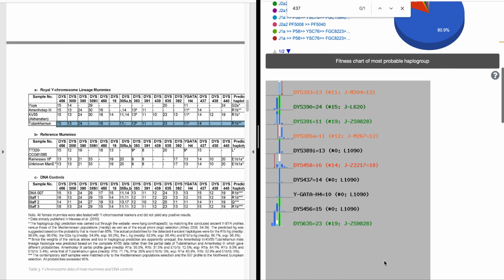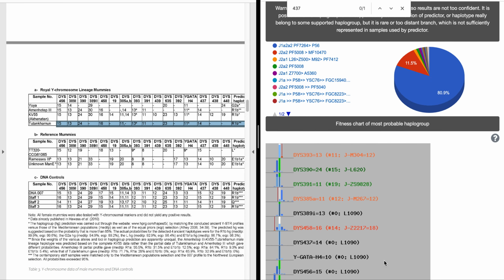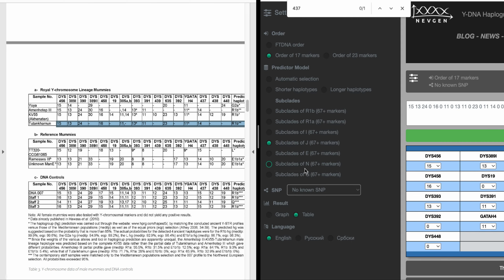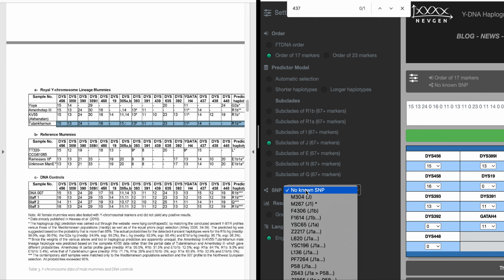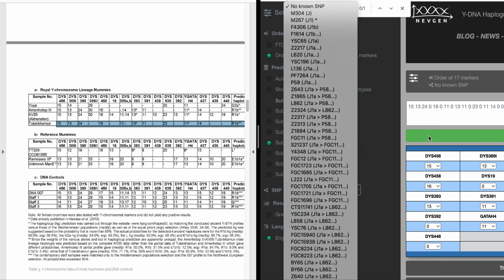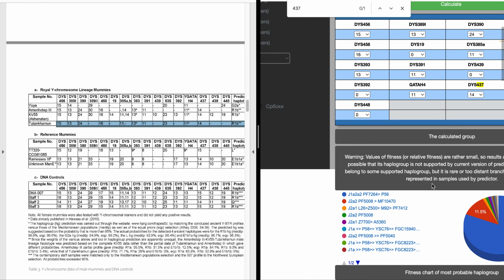80.9%. Wow. And what marker is coming up? P56. Let's run that. P56. Or do they even have that marker? P56. It doesn't look like they have that marker, unfortunately. That's too bad.